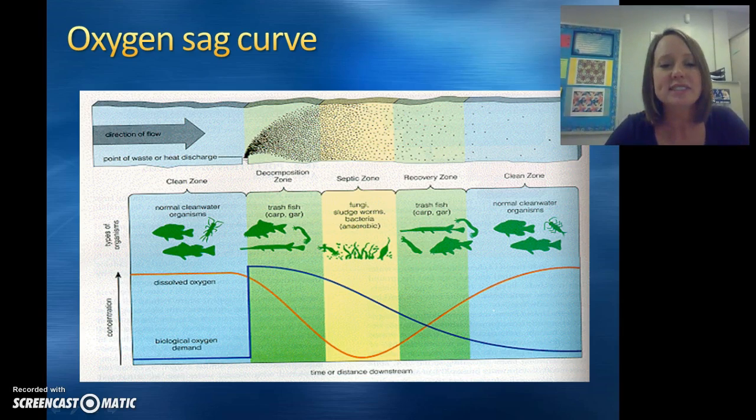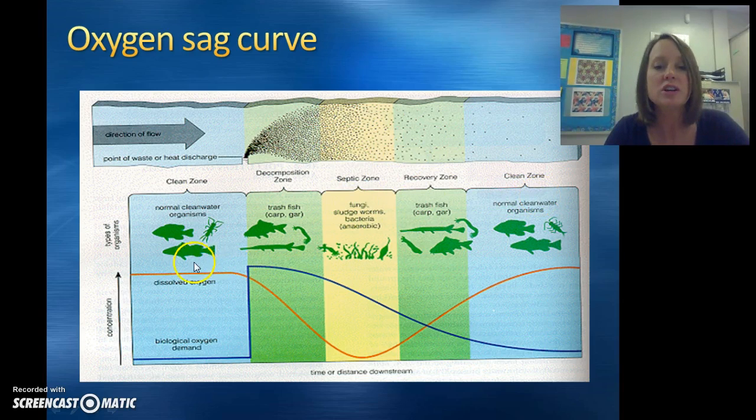Now, the oxygen sag curve. All right, so right here, this is a clean zone. This is a normal level of dissolved oxygen. At the point of discharge, so let's say it's sewage, into the river or stream, then the biological oxygen demand is going to go up. That's represented by our blue line. When that demand goes up, the dissolved oxygen goes down as that organic waste is being decomposed. Now you can see it disperses as we get further and further away from that point of discharge, and then we get into another clean zone.